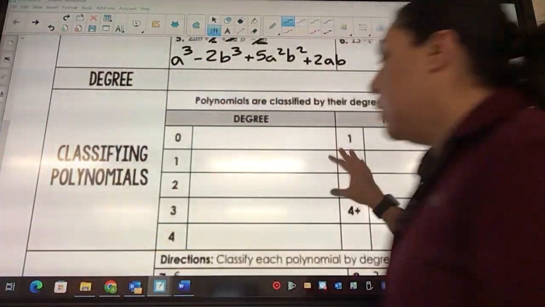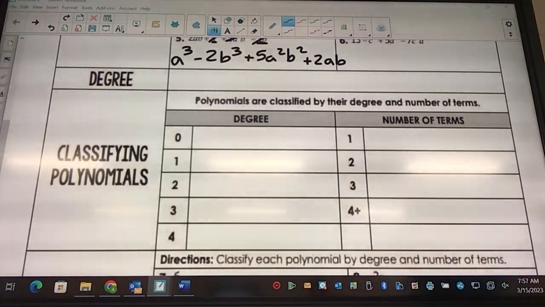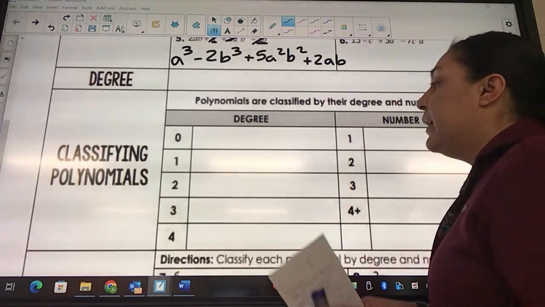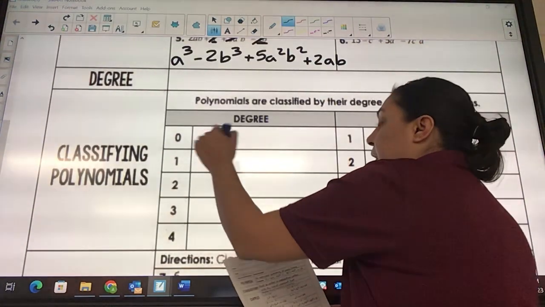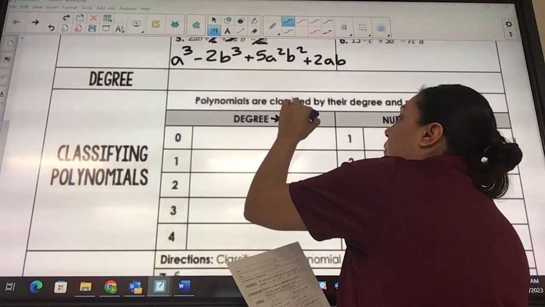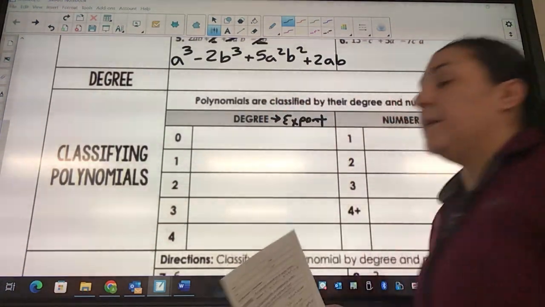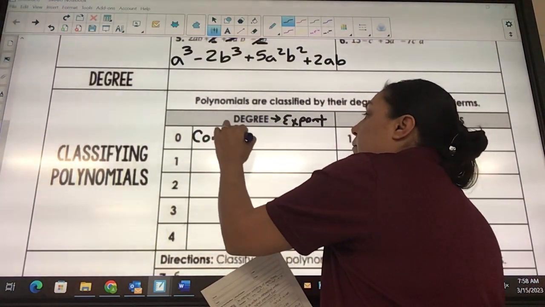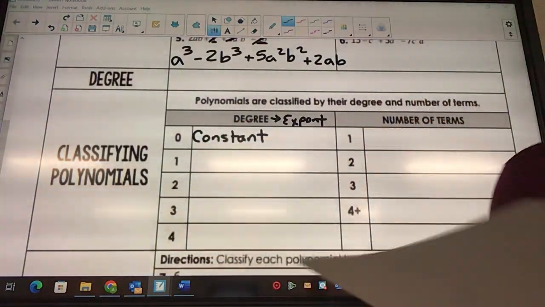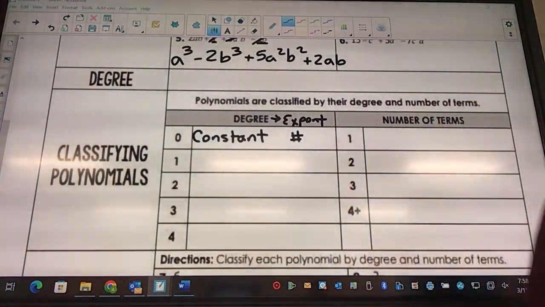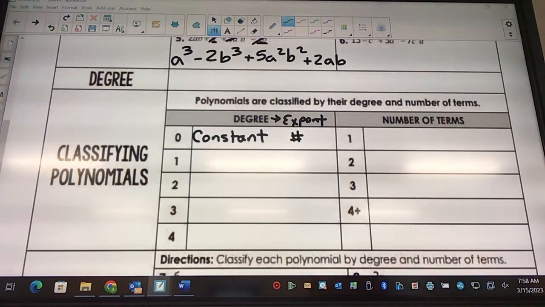This is the most important part. You will need these. I don't expect you to memorize them, but eventually you will. When something has a degree of 0, the degree is another word for exponent, that is going to be considered a constant. More specifically, it looks like just a number. So 5, 2, 4, it has a power of nothing. It's that last one we always write down.